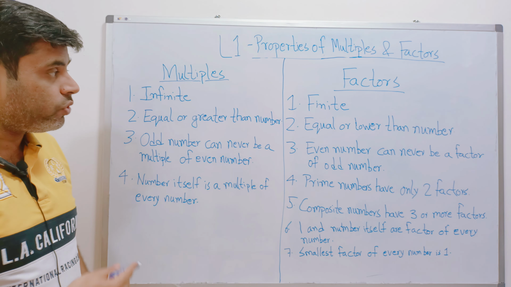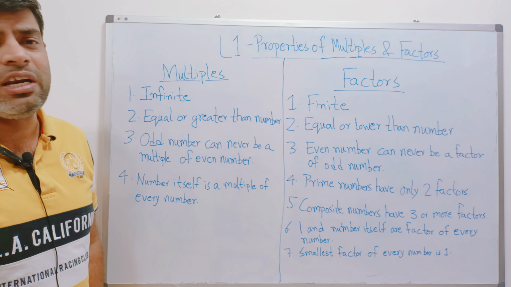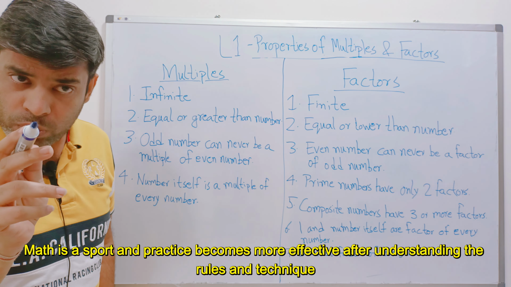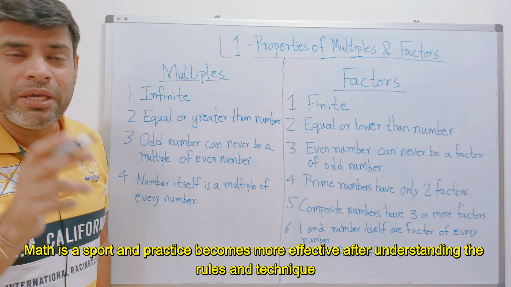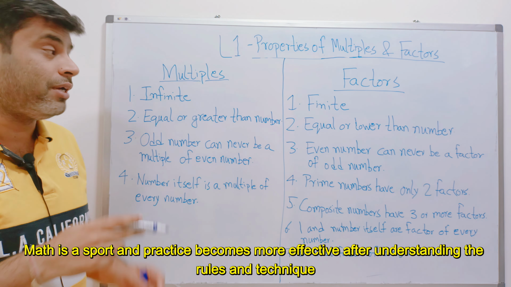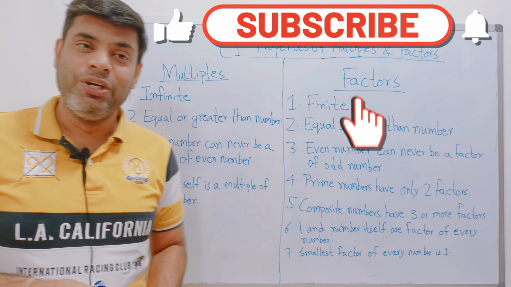So kids, try to understand these properties. If you understand, mental math will become very, very easy for you. Math will become very, very easy for you. It's a sport, and a sport has to be practiced only after understanding the rules. And rules are common sense which comes out of the behavior of the numbers itself.